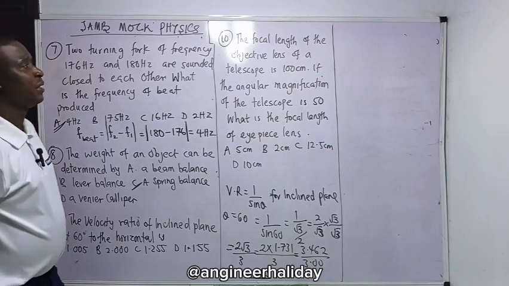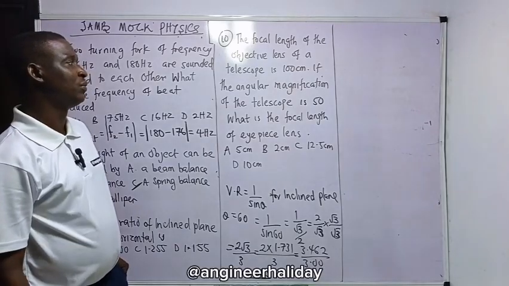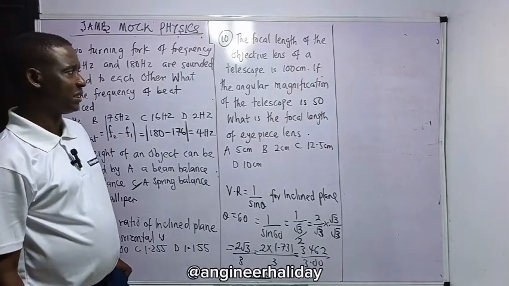Now let's go to the next one. Let's say the focal length of the objective lens of a telescope is 100 centimeters.